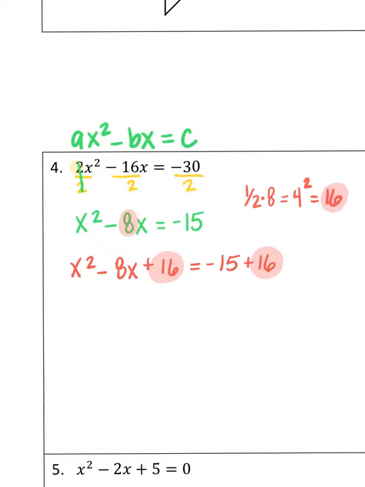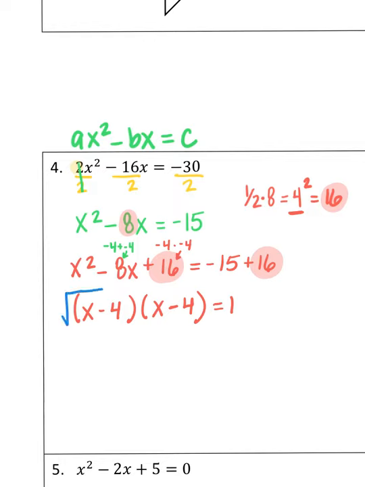So now I'm going to go back, and I'm going to factor this side, and I get x, and remember I told you it's always that number that was half of the middle. So I have x minus 4, x minus 4. And again, we get minus 4 and minus 4 because negative 4 times negative 4 equals 16, and negative 4 plus negative 4 equals negative 8. Okay? Equals negative 15 plus 16 is 1.